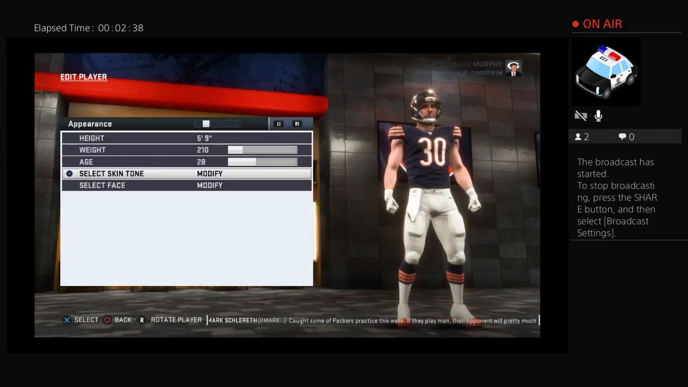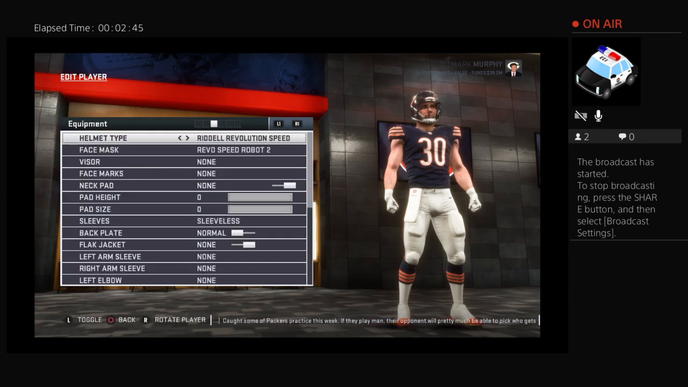There was only one African-American player in the league in 1920, that being Fritz Pollard. And there was a couple Native Americans, Jim Thorpe. Actually, he might have been the only one.